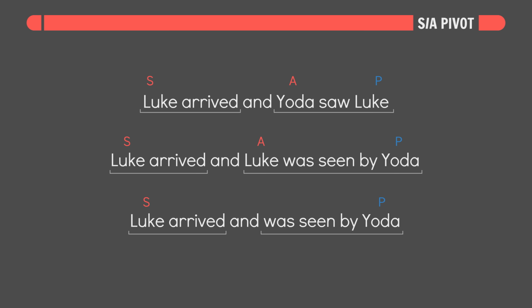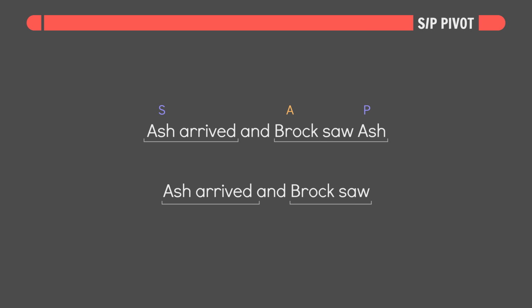Ergative syntax is just a mirror of this. In Ash arrived and Brock saw Ash, S and P are the same, so we can drop the last Ash by means of an SP pivot. Ash arrived and Brock saw. This may seem weird, but to a speaker of a language that uses ergative syntax, these two statements mean the same thing and make perfect sense.